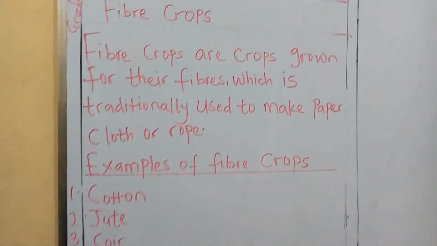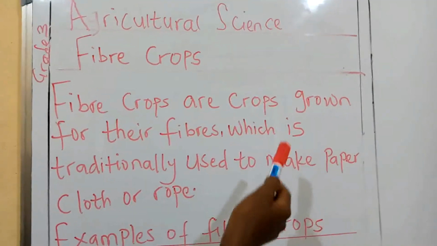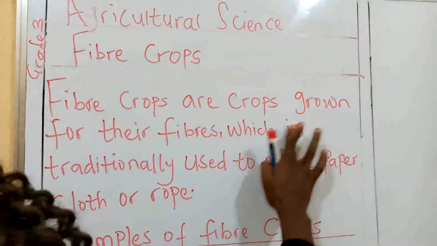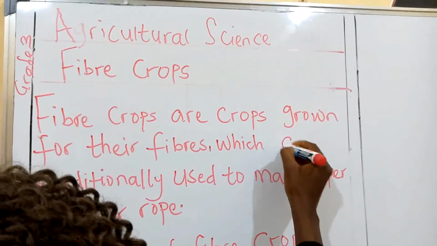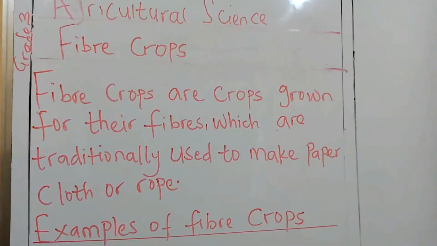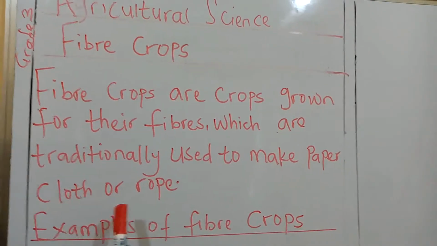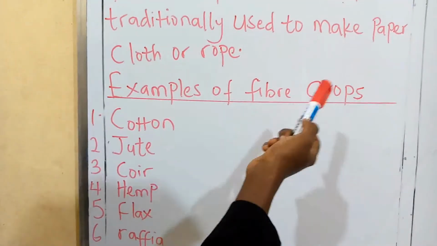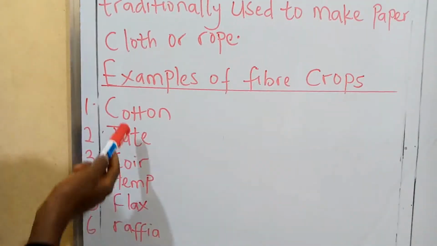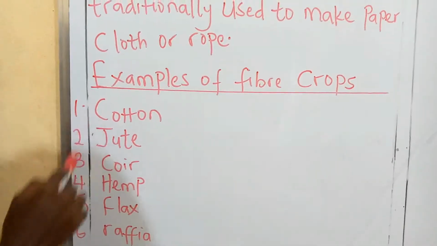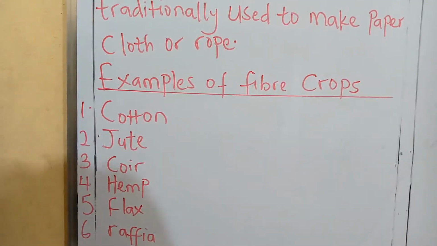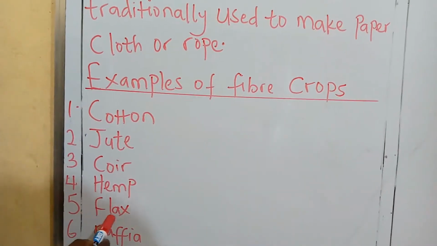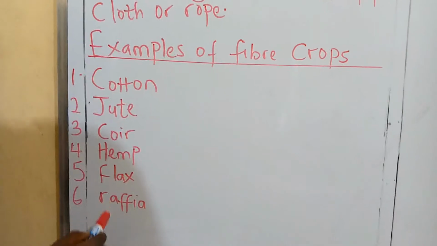Here are the notes on the board. It says fiber crops are crops grown for their fibers, which are traditionally used to make paper, clothes, or ropes. We went further to mention some examples of fiber crops. Number one, cotton. Number two, jute. Number three, coir. Number four, hemp. Number five, flax. And number six, raffia.